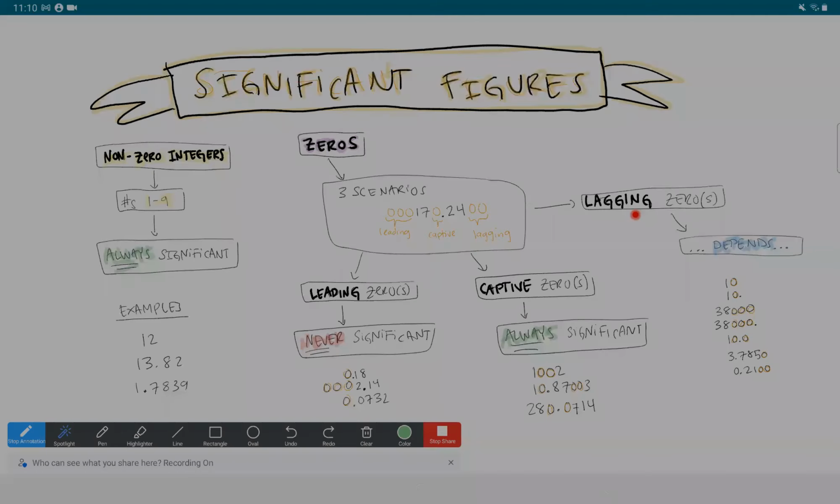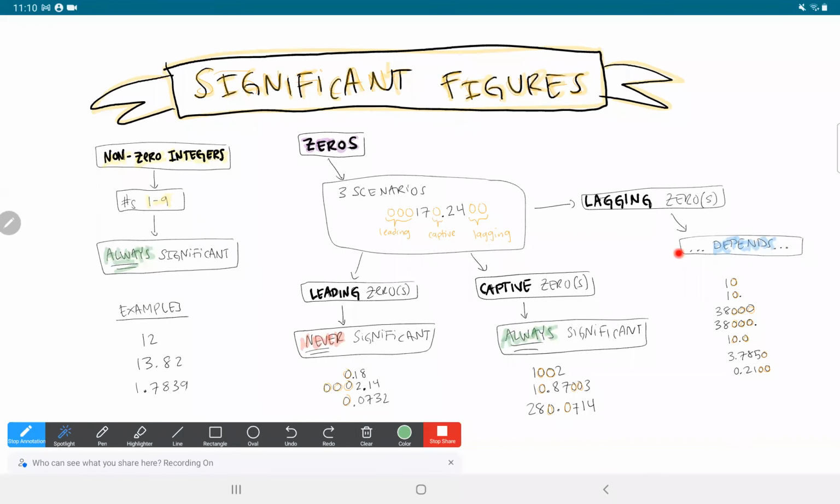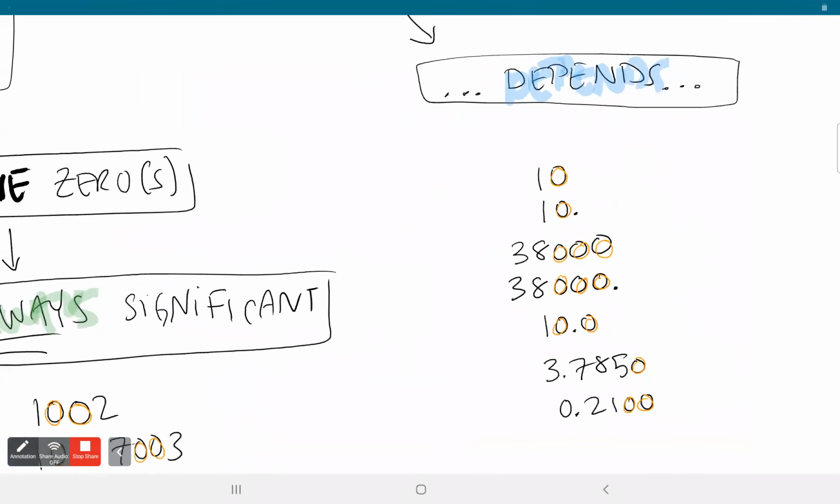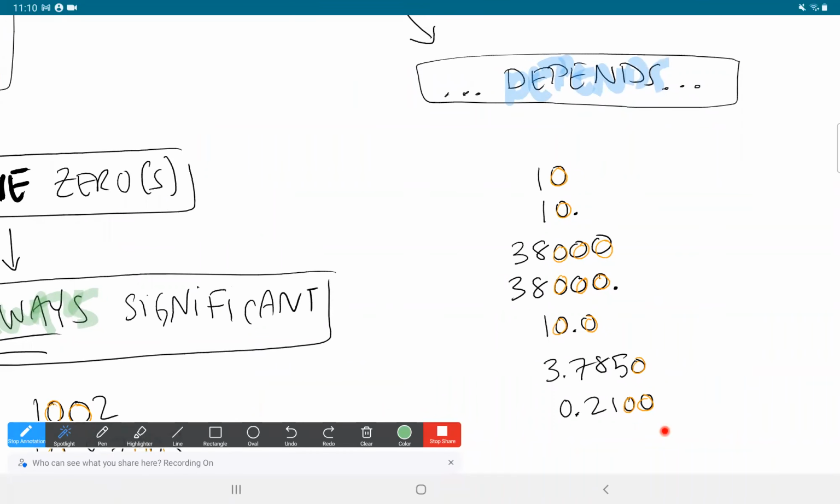And the lagging zeros, it just really depends. Sometimes they're significant and sometimes they're not. So here's where the confusion could come into place. I'm going to zoom in on my examples here, and we'll discuss each example. Again, lagging zeros are the zeros that come after the last non-zero integer. So look at these two examples here.